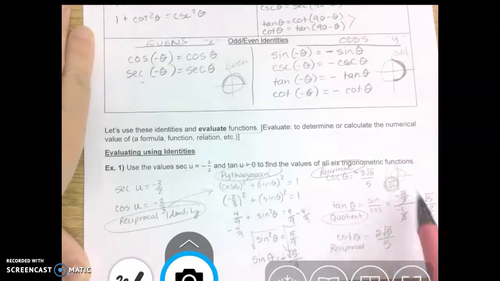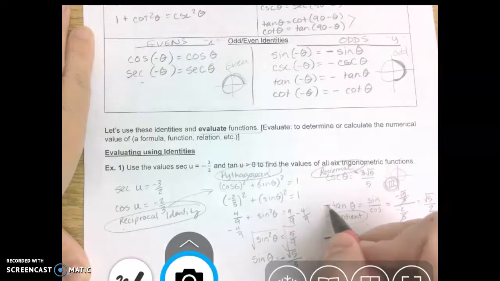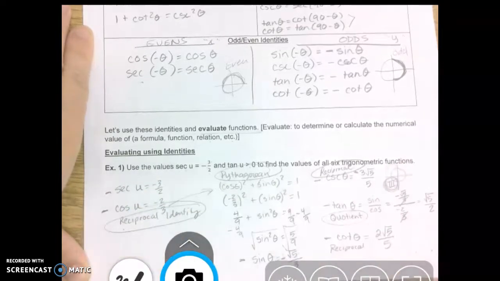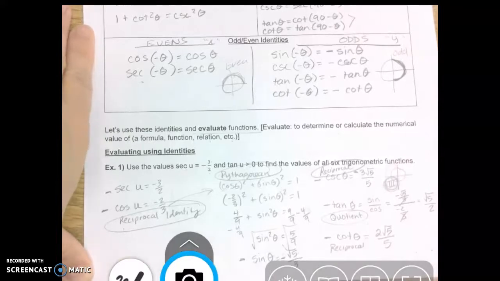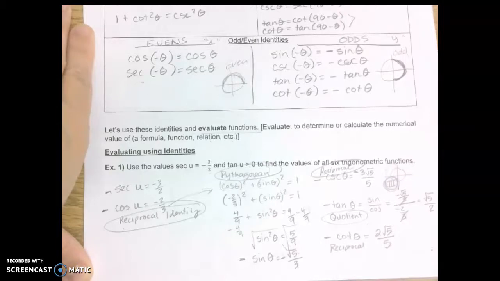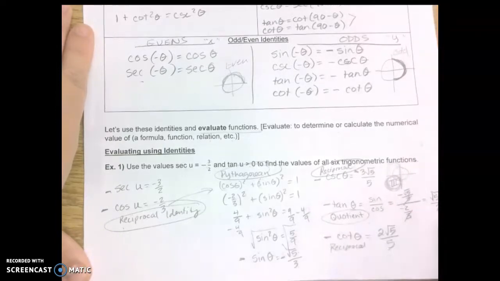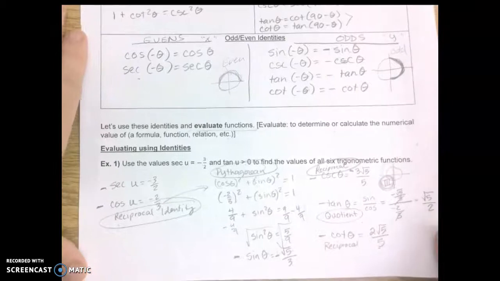So we found all of them: the cotangent, the tangent, the cosecant, the sine, the cosine, and the secant, all 6 of them. Again, I found all of them by using the identities.